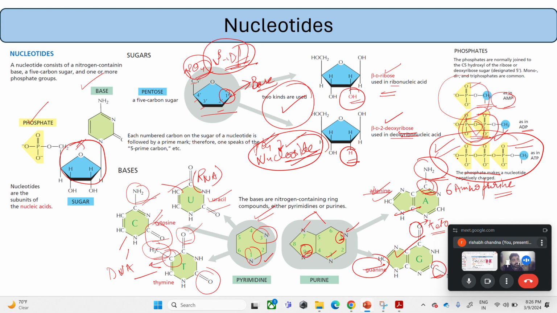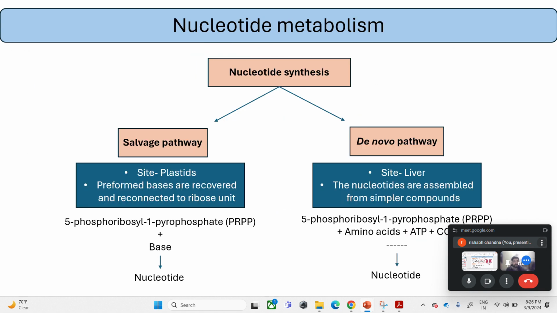So this is the triphosphate part, that is called adenosine triphosphate, an energy carrier. These bonds are high energy bonds that store a large amount of energy, and they release this energy by breaking the bond when needed during metabolism. So these are basically the structures that are the parts of the nucleotides. Now moving on to nucleotide metabolism.